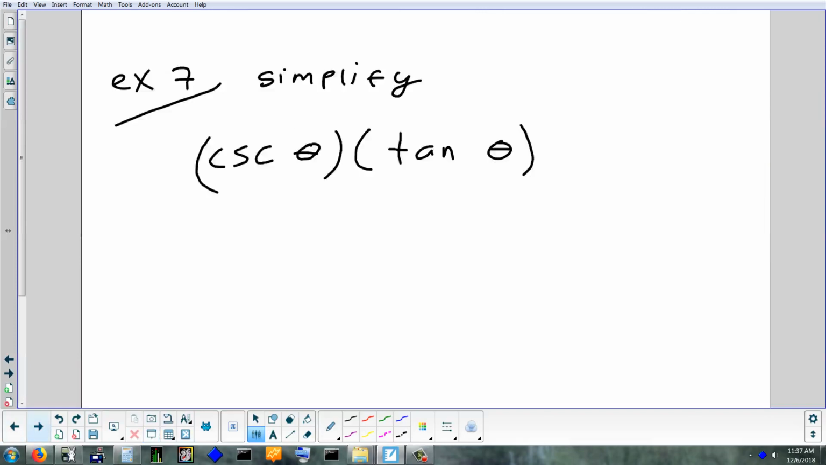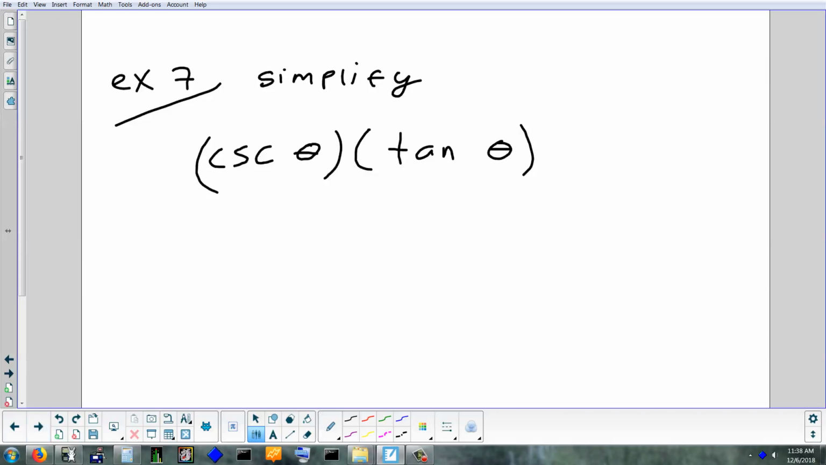Let's look at this. So the directions here say simplify, and it's cosecant times tangent. This Greek letter theta, it just represents an angle. What angle? Any angle you want. You don't use numbers with this. So it could be 10 degrees, 20 degrees. What I'm about to do works for anything. Okay.